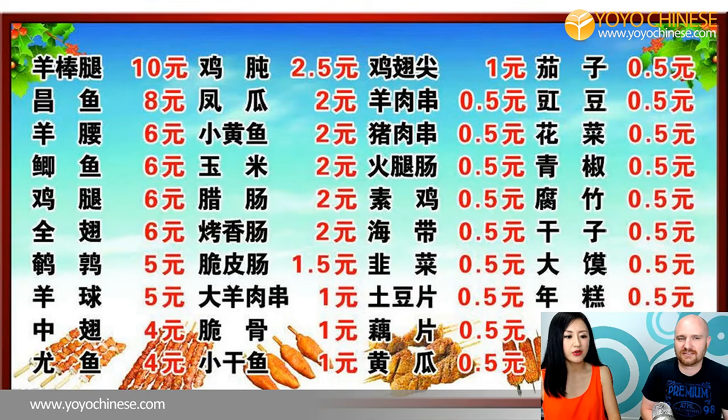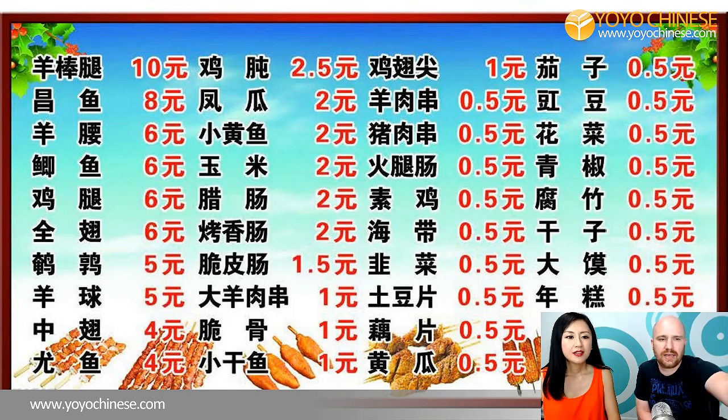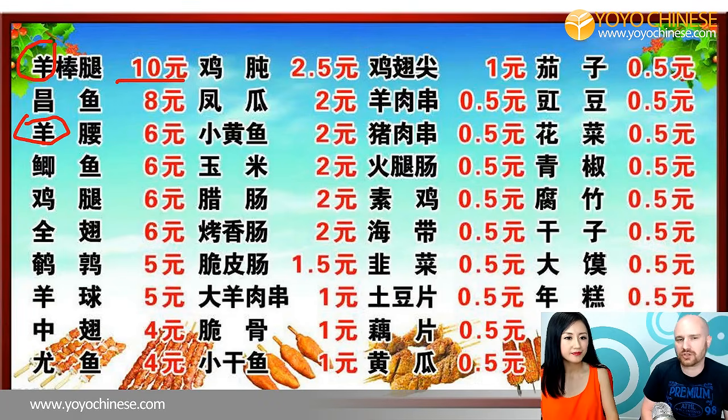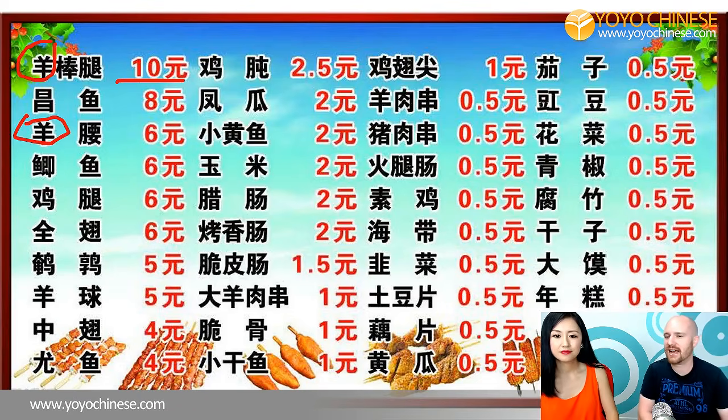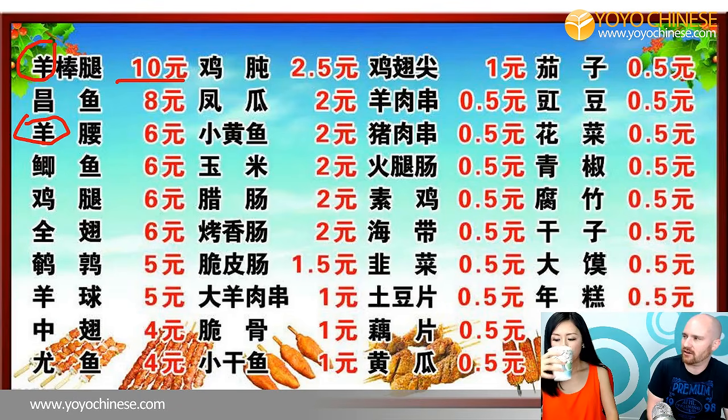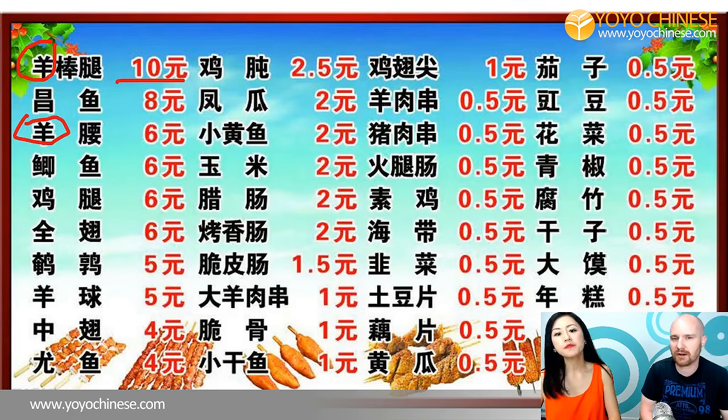Okay, so let's do another one. So here's another one. Real quick. Let's see. So here's a yang, and a yang again on the top. If you want lamb stuff, that's yang. But that's the expensive yang. This is 10 RMB. Another trick to Chinese menus is looking at the prices. If you know this is yang and it's a high price, maybe it's a good cut of meat or something large, probably.